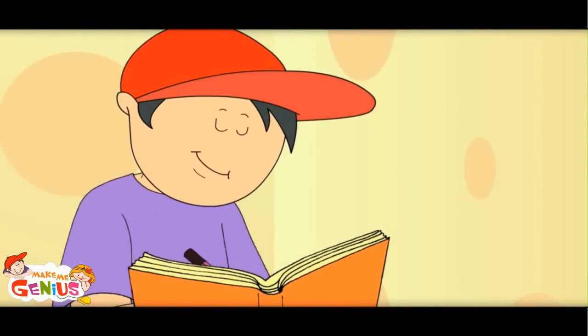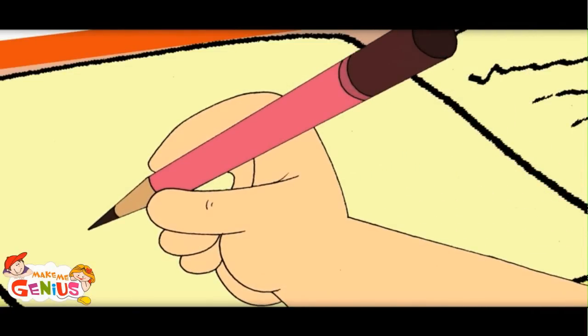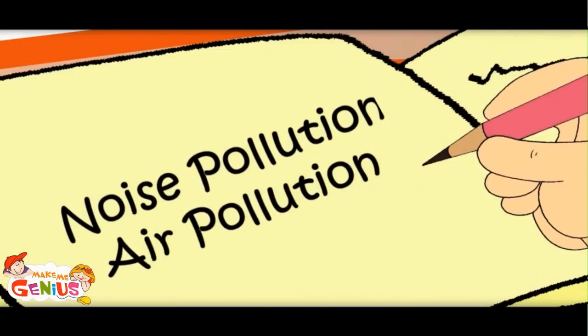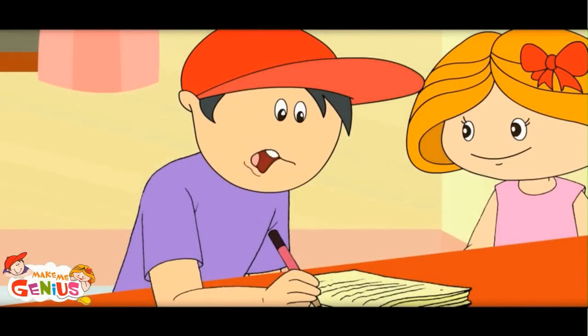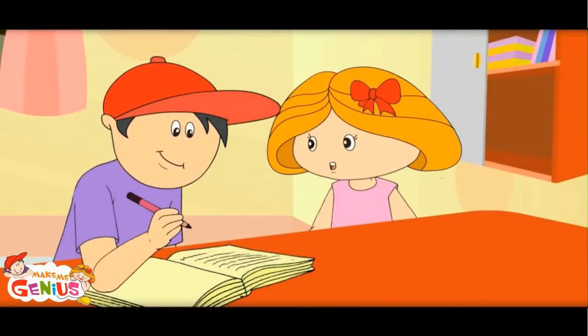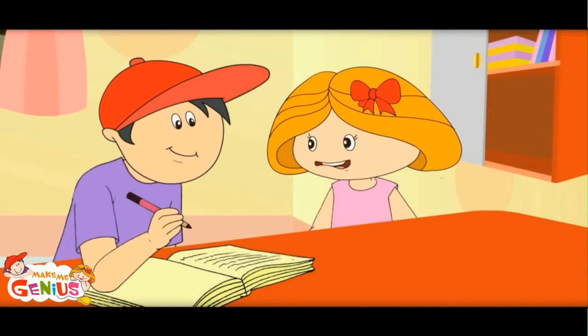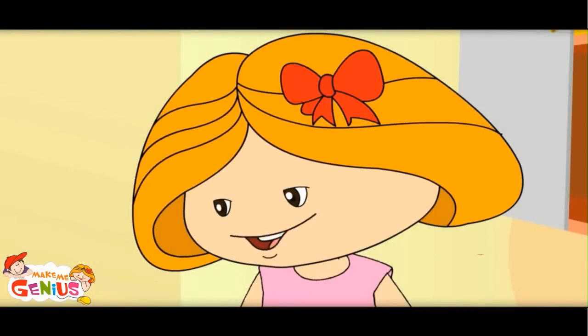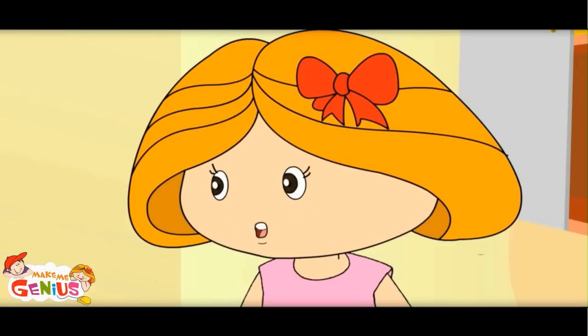Let me note. So, there are two types of pollutions, noise and air. No, there are two more. Let me tell you. Oh, let me think. Oh yes. One was where people were throwing plastics, wrappers on land. It was land pollution. Let me note. And the fourth was where people were throwing things in the river. And also, unclean water was going into rivers from factories and houses. That was water pollution.